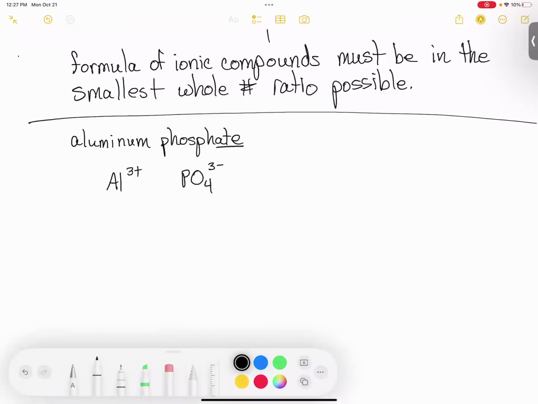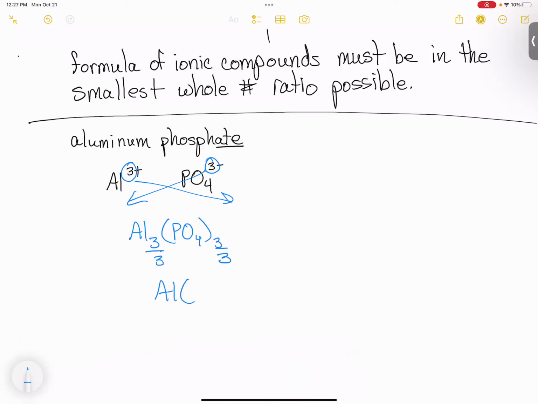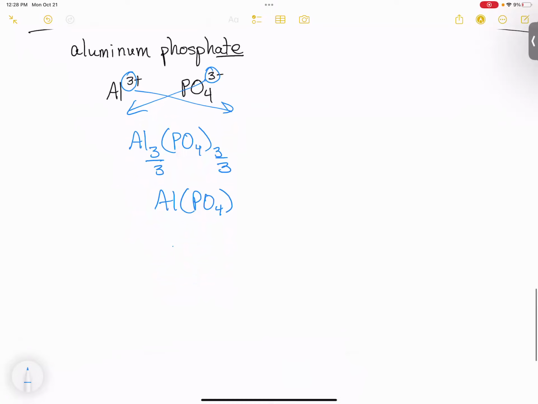So that's the translate. Now we cross, drop, and simplify. On aluminum, we're dropping a 3. On phosphate, we dropped a 3. Both of these are divisible by 3, so we do so. And so the formula is simply AlPO4. Now, most of the time, if you have just one polyatomic ion, it is not in parentheses. So typically you would write it as simply AlPO4.